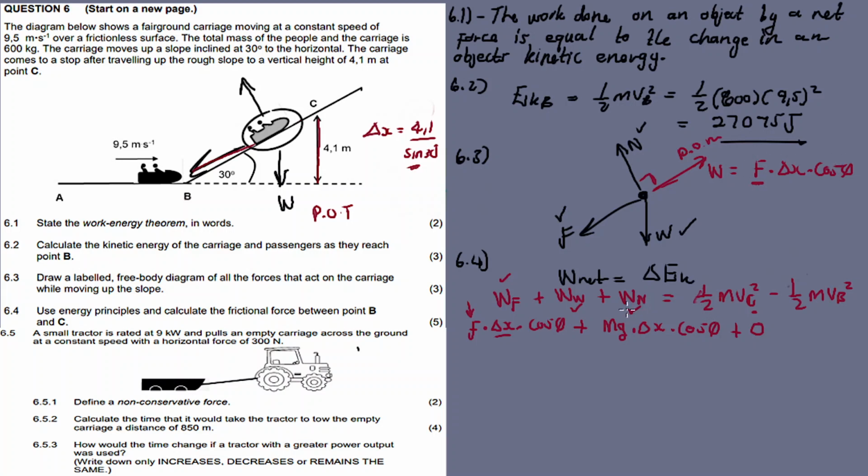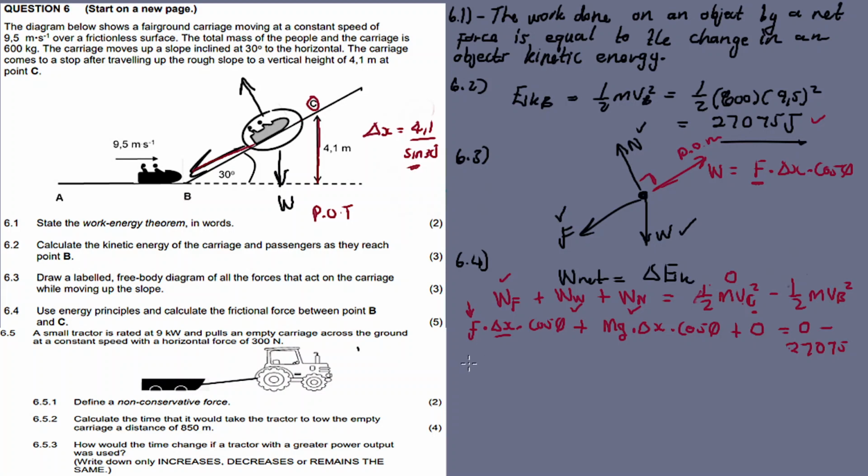Okay, so that's why the work done by all perpendicular forces, which is the normal force in this case, is equal to 0. Since the object here, when it gets to C, becomes stationary, it means that the final velocity is 0, meaning the kinetic energy is also 0. So 0 minus the value calculated above, kinetic energy at B, 27075.